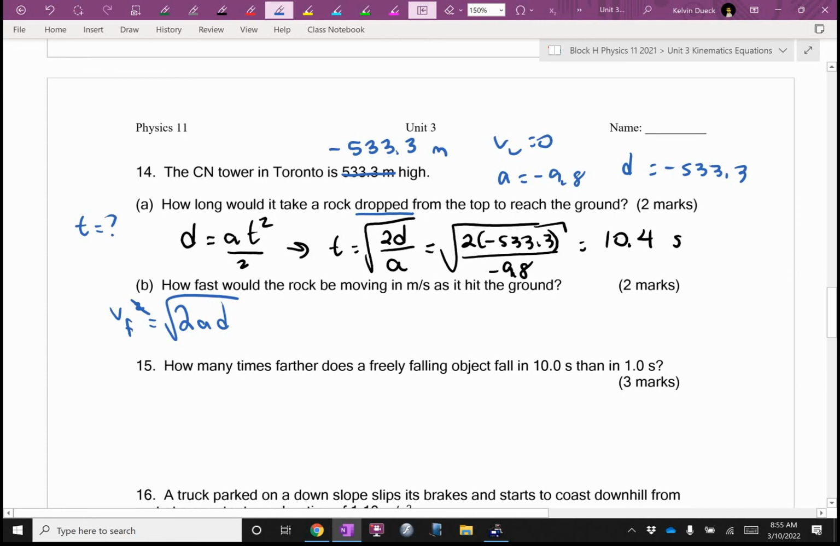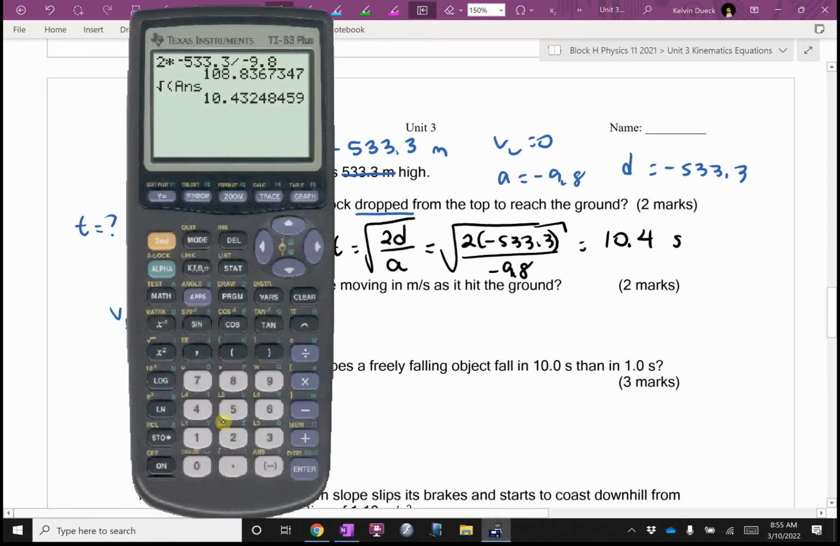The only risk with this one is when I plug in the numbers, 2 times negative 533.3 times negative 9.8, and hit my square root button. Oh, square root button properly.